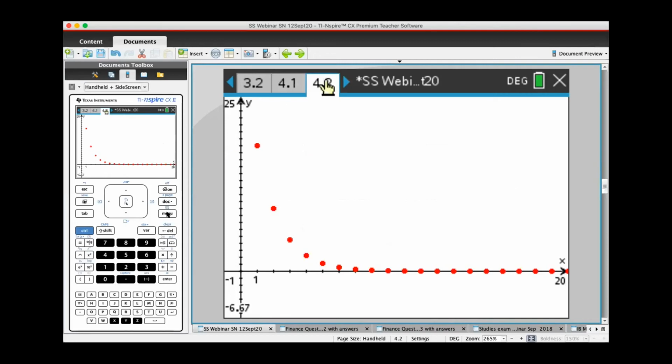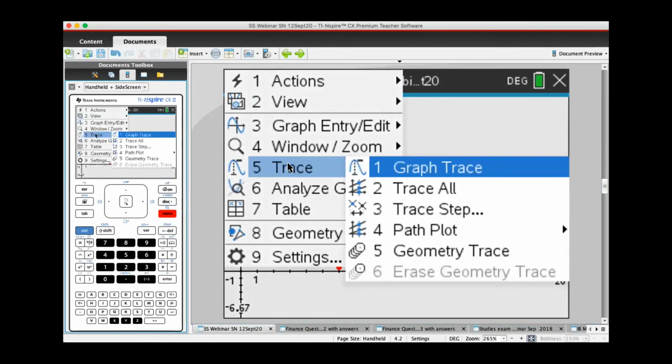I'm going to go to menu. Again, it is a contextual menu. Okay, I'm going to trace. I want to find the coordinates of those terms. So I'm going to graph trace.